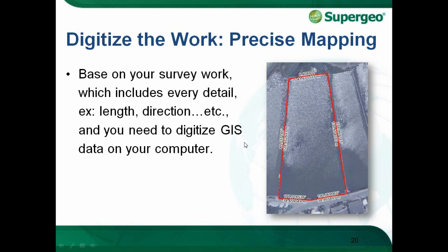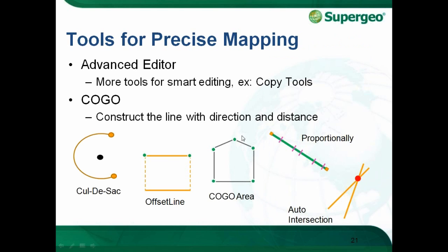For example, the tools I'm going to introduce today are two, but previously, we had two toolbars for precise mapping. One is called Advanced Editor, and one is COGO. In this scenario, I'm going to focus on the COGO part.